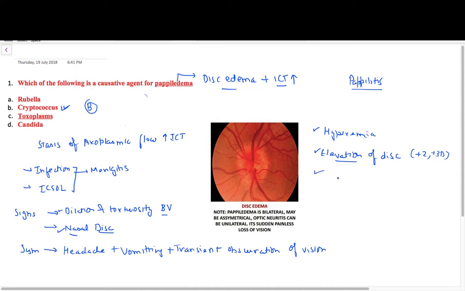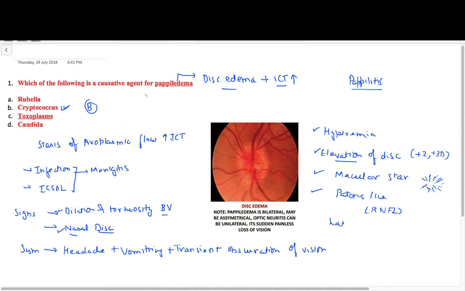Then the other important thing that you can get is a macular star. This macular star means some exudates are collected near the macula, like a star-like formation near the macula. Another thing that you can see is Paton's lines. Because of the edema, there can be some RNFL folds that are seen, and these are called Paton's lines.